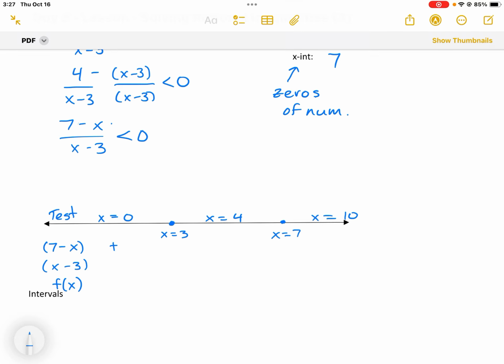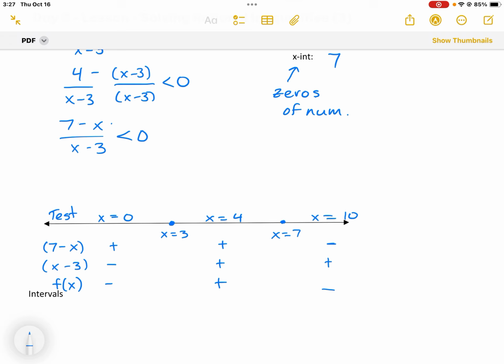When I put in 0 to 7 minus x, I'm going to get a positive value. When I put in 0 to x minus 3, I'm going to get a negative value, which means that overall my function is negative. When I put in 4 into 7 minus x, I get a positive value. I also get a positive value in between for x minus 3, which gives me an overall positive value for my function. The next value that I'm going to put in is 10. 7 minus 10 is a negative value. 10 minus 3 is positive. So overall, my function is negative.